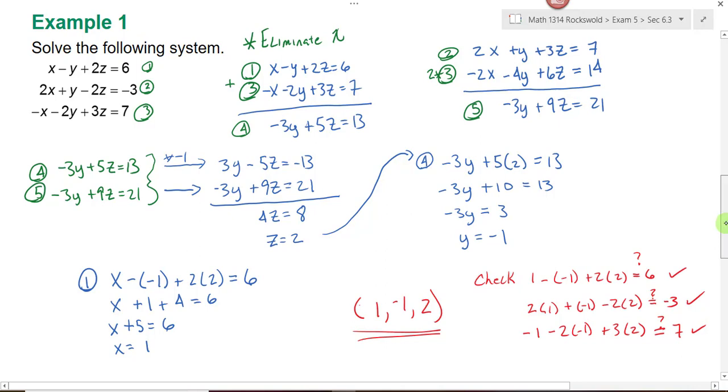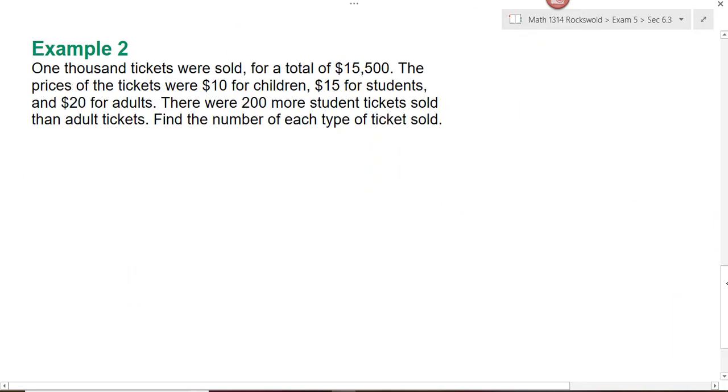In example 2, we're told that 1,000 tickets were sold for a total of $15,500. The price of the tickets were $10 for children, $15 for students, and $20 for adults. There were 200 more student tickets sold than adult tickets sold. Find the number of each type of ticket sold.